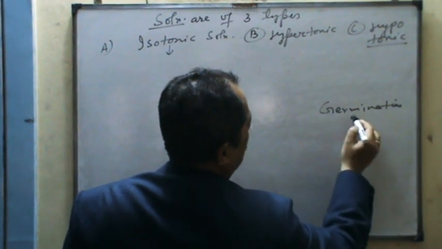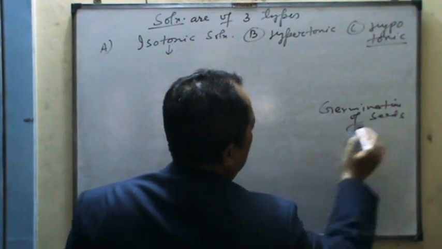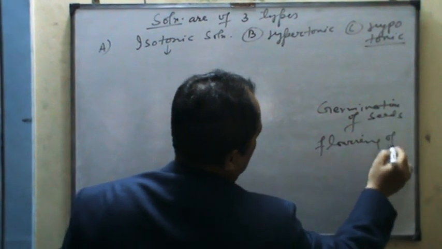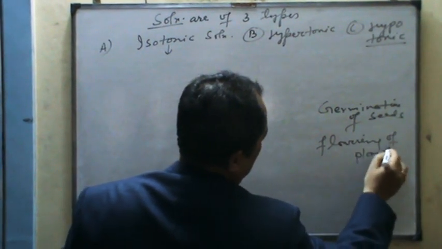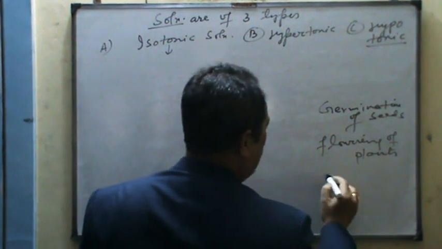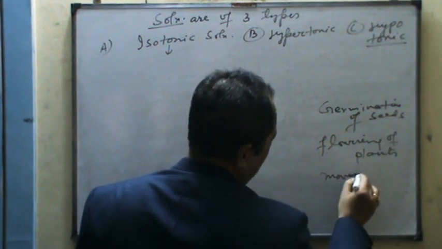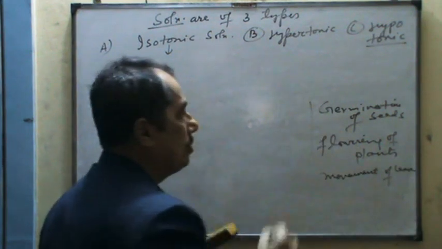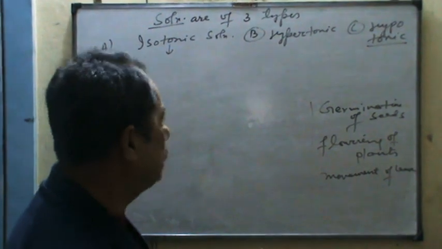And tell me the examples of osmosis: germination of seeds, flowering of plants, swelling of resins in water, and movement of leaves are examples of osmosis.